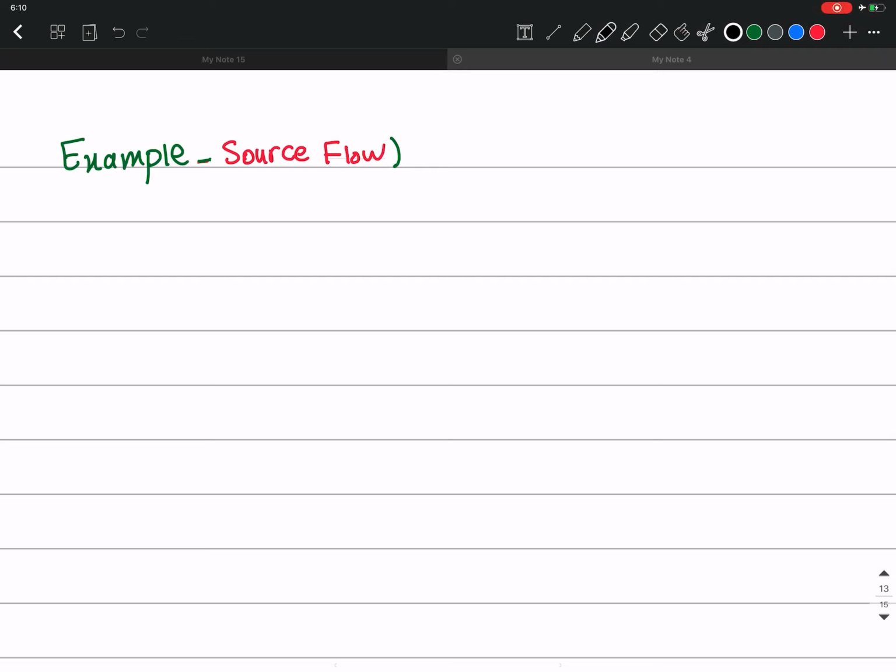Hello again. In this session, I'm going to solve another example to find the velocity potential for a source flow. So the question is as follows: find the velocity potential of a point source flow.